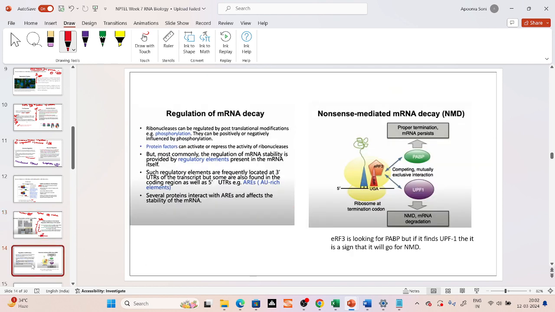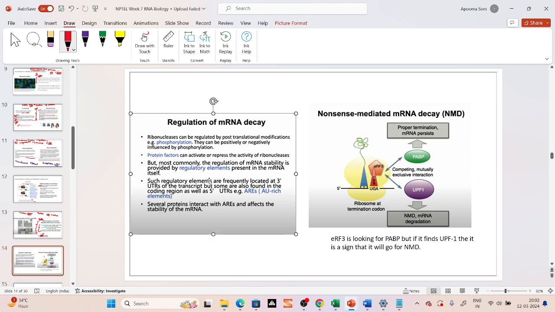Fine. Now let's move on. Now we'll see nonsense-mediated mRNA decay. This is just for your information. I have included this screenshot. Nothing much to explain here, you can just read through it. So, nonsense-mediated decay.